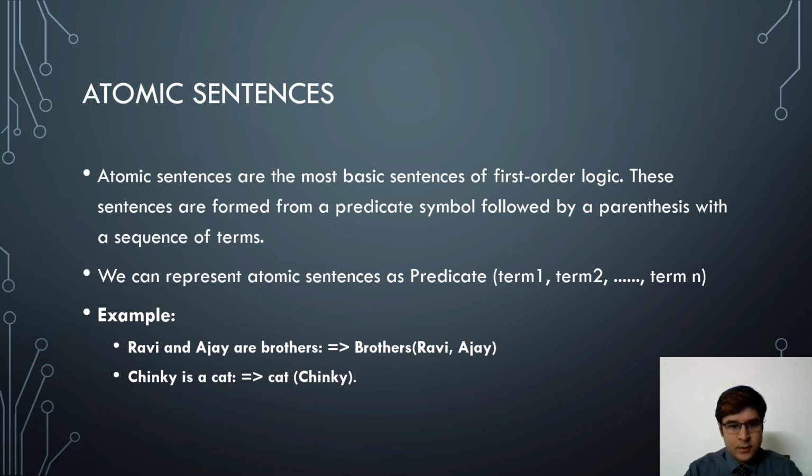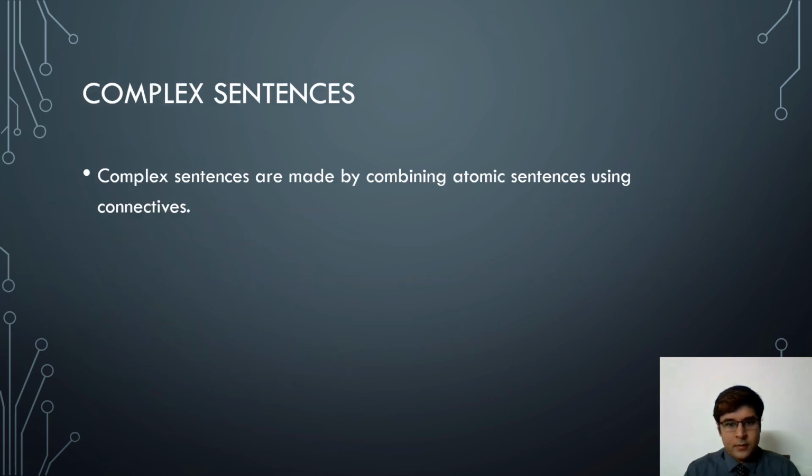Here, Ravi and Ajay are terms, and brothers is the predicate. And here cat is the predicate and Chinky is the term for that predicate. Similarly, as we have seen, complex sentences are made by combining atomic sentences using any of the connectives which we have discussed earlier.